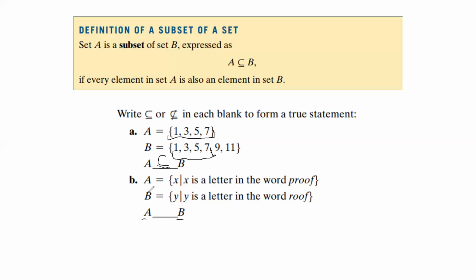And A is only a subset of B if every single element of A is in B. So R is in both sets, O is in both sets twice, F is in both sets, but A has an element here, P, that is not in B. So A is not a subset of B. Now, as an aside, if we wanted to ask ourselves whether B is a subset of A, that's not what the question is asking for. So, moving on.